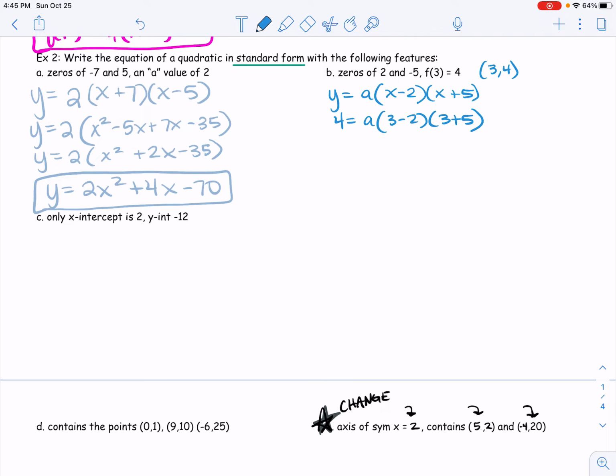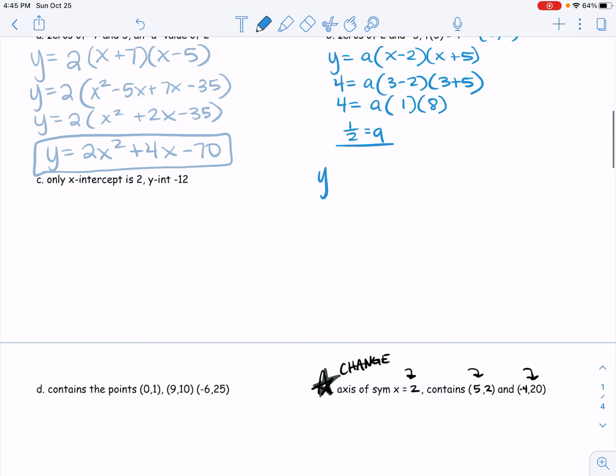and evaluate. And so now I have 4 equals a times 1 times 8. So a times 1 is 8. Dividing by 8 gives me 4 over 8, which is 1/2. So that is the value of my a. So now I know I have a value of a. So I can do y equals 1/2 times x minus 2, x plus 5, multiply.